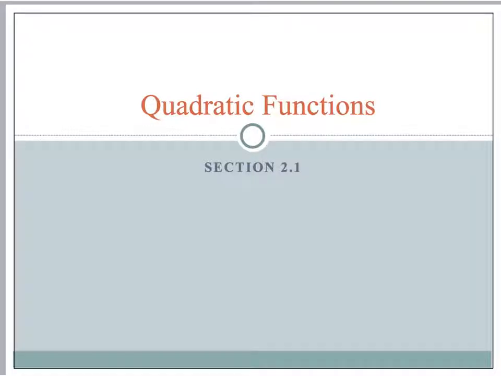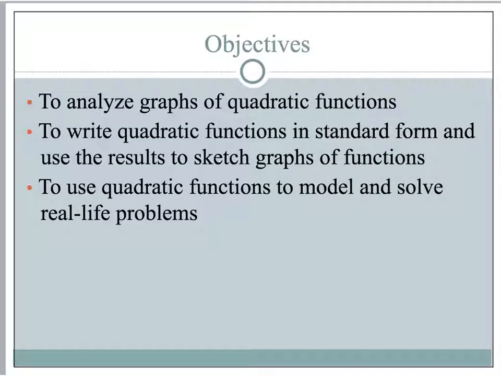Hey class, we are going to talk about quadratic functions today, which is found in section 2.1. Our objectives are to analyze graphs of quadratic functions, to write quadratic functions in standard form and use the results to sketch graphs of functions, and to use quadratic functions to model and solve real-world problems.